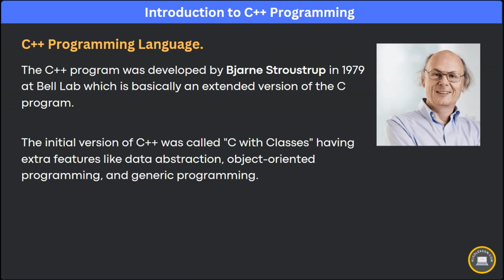The initial version of C++ was basically the extended version of C programming, and initially it was named C with Classes, because it had some extra features like data abstraction, object-oriented programming, and generic programming. These features were missing from C programming, and Bjarne Stroustrup added these features and developed a new programming language which we now call the C++ programming language. So this is just a basic introduction of C++ programming.